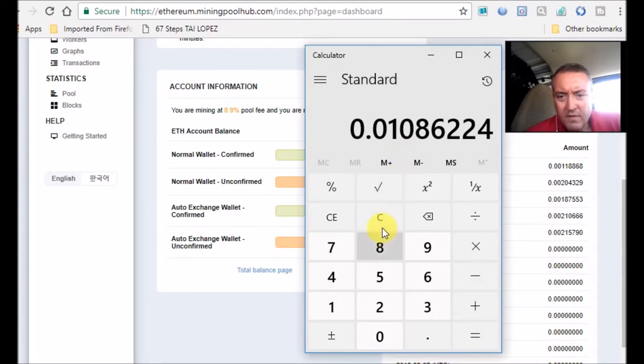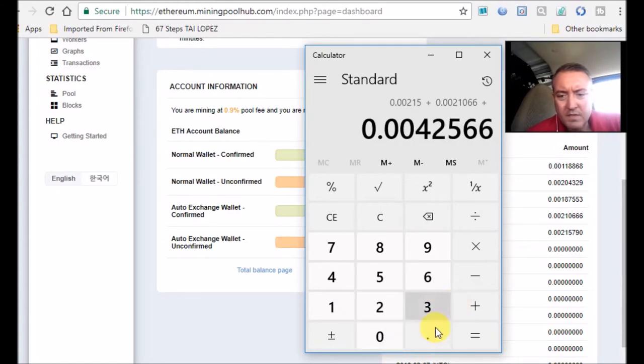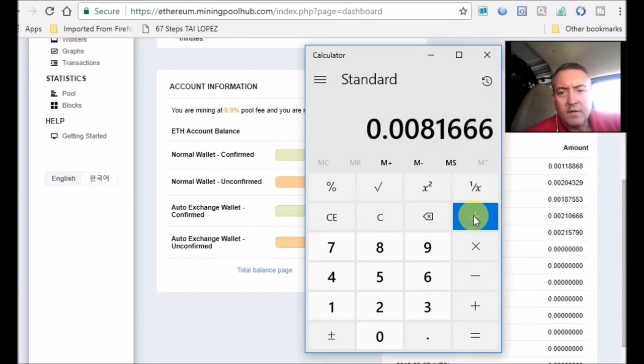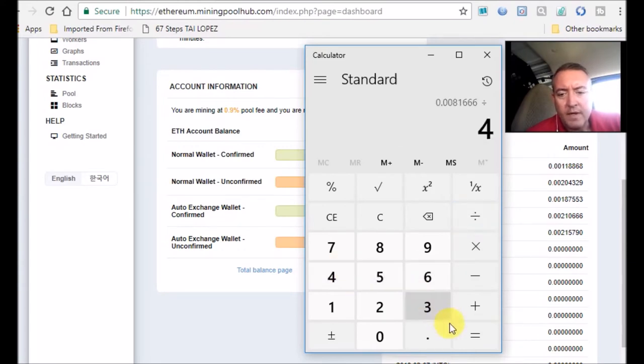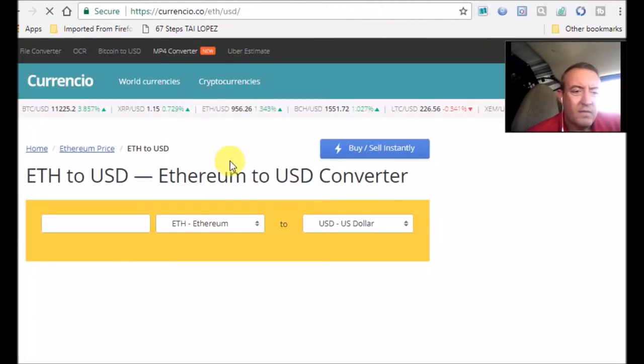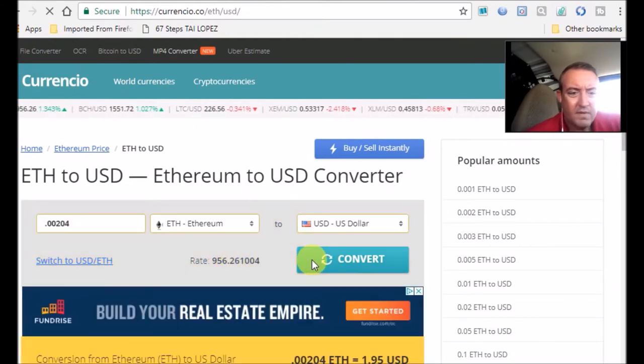0.001. So let's clear this again. 0.00215 plus 0.002106 plus 0.00187 plus 0.00204. That may seem like it's a little better. Let's divide that by 4 now and get an average. That seems about better. Okay, 0.00204, I think it was. We'll convert that.